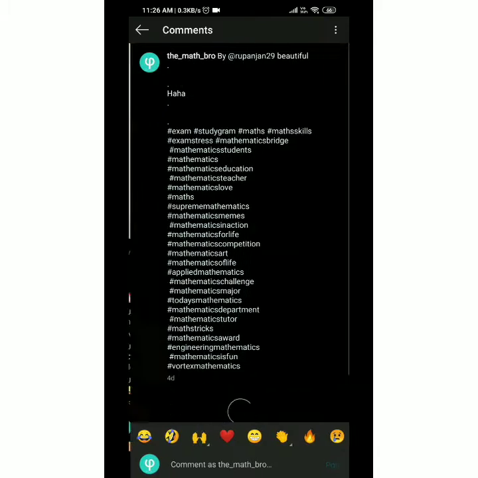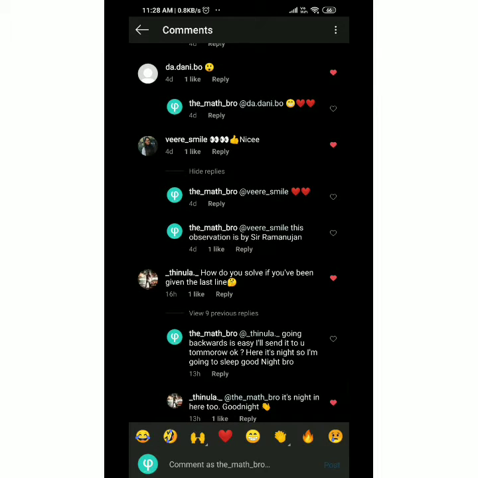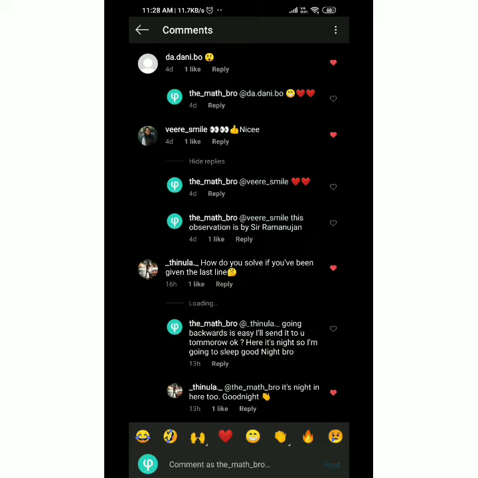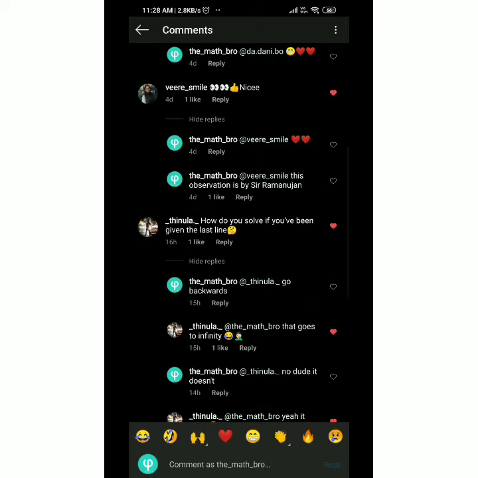Now, at first I didn't have that question in mind. One of you, Thinula, asked how you solve it if you have been given the last line. And here the question starts and the idea starts. I said go backwards, but that is not sufficient. Going backwards will not prove that the sequence will converge to 3. Then he said that it goes to infinity. I said no, it doesn't.